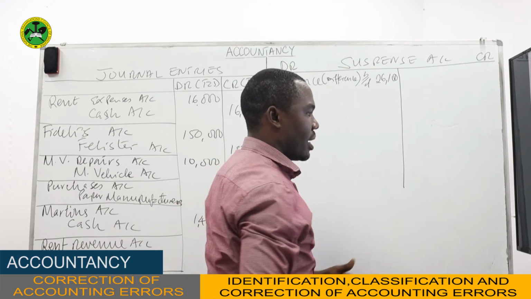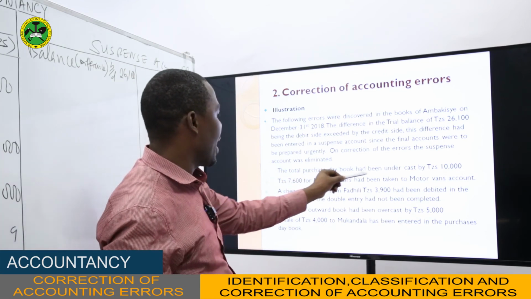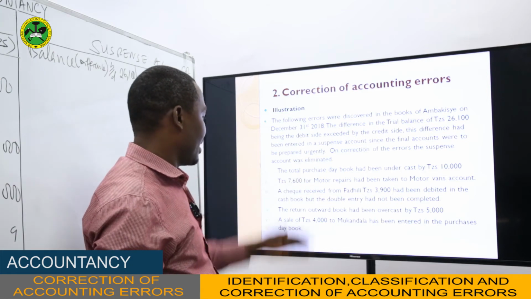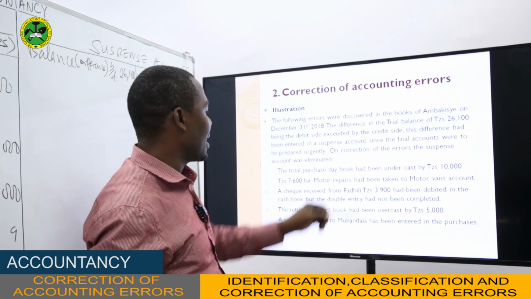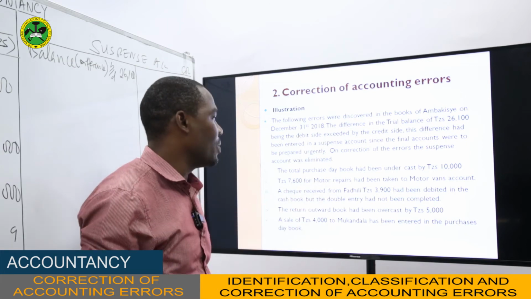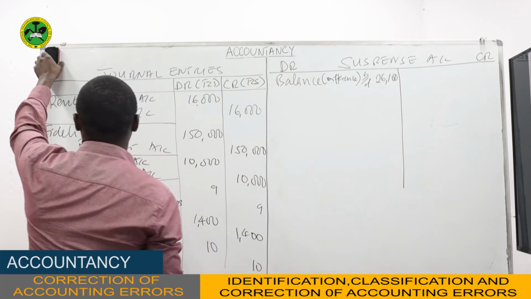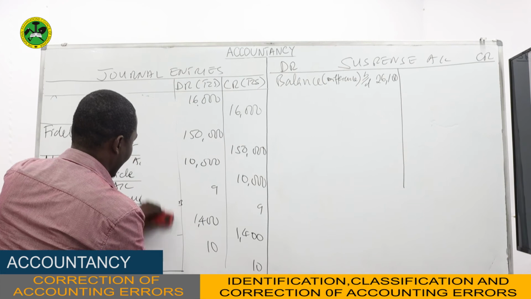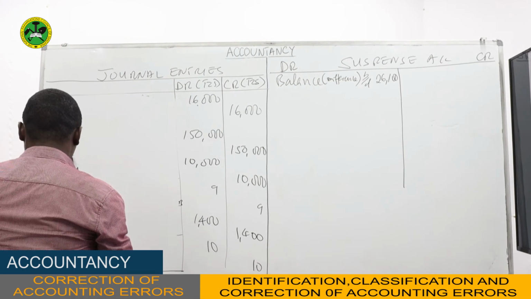So we go to the first error. The total purchases daybook had been undercasted by TZS 10,000. So if you undercast in totaling the purchases daybook, automatically the purchases account will have been undercasted by the same amount. So how to correct this? We correct it through a journal. Let us create our journal here and correct the same.